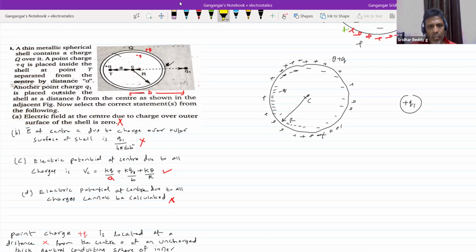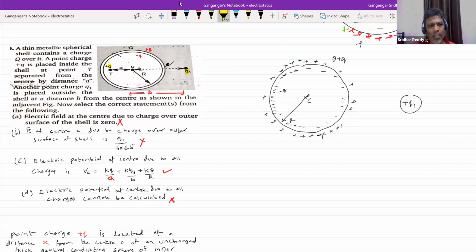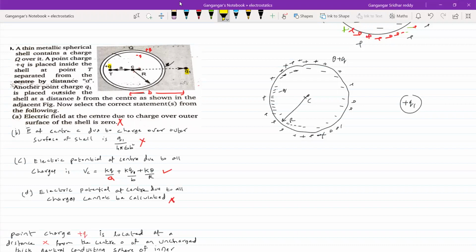Okay, fine. Due to this point charge, I'll highlight one by one: KQ1 by B. Okay, fine. Due to this point charge, KQ by A. Why is it KQ by A, sir? Potential due to a point charge, how much? KQ by A, no? Q is a point here, no? You see, a point charge plus Q is placed inside the shell at a point separated from the center by distance A. Okay, fine. Yes, sir. Okay, now come for this.